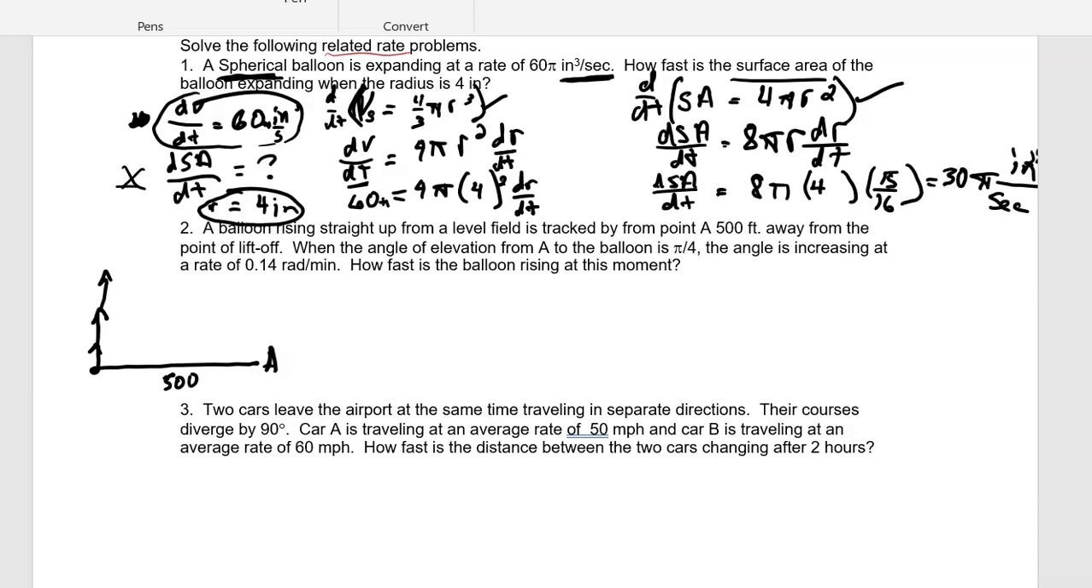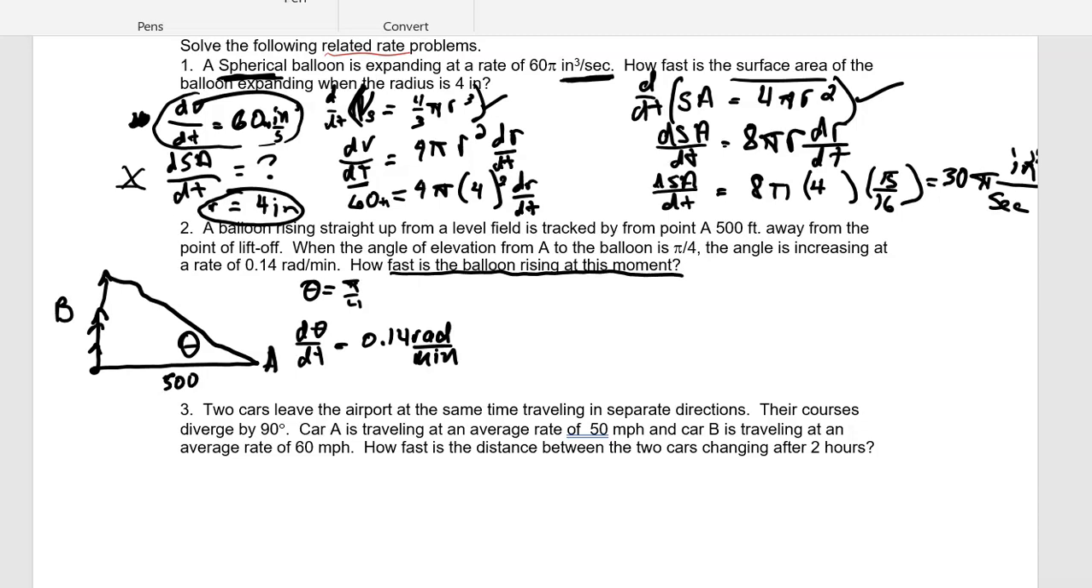When the angle of elevation from A to the balloon is π/4, this is our balloon, we'll call that B. And when that angle is 45 degrees, so π/4, the angle is increasing at a rate of 0.14 radians per minute. So then we'd say dθ/dt is 0.14 radians per minute. And then the question is, how fast is the balloon rising at this time? So we're looking for how quickly this is going up, so we are looking for dB/dt.